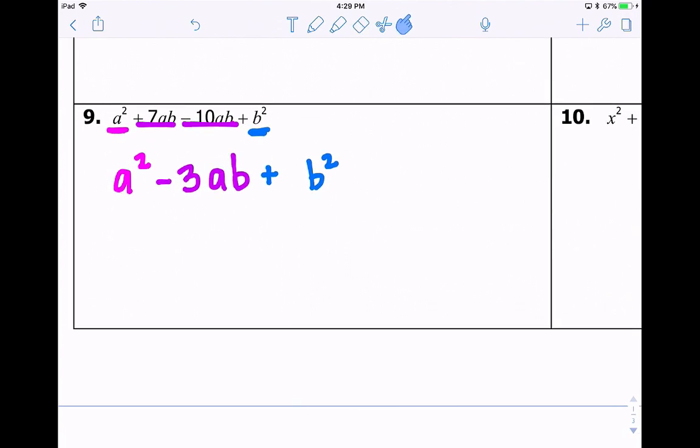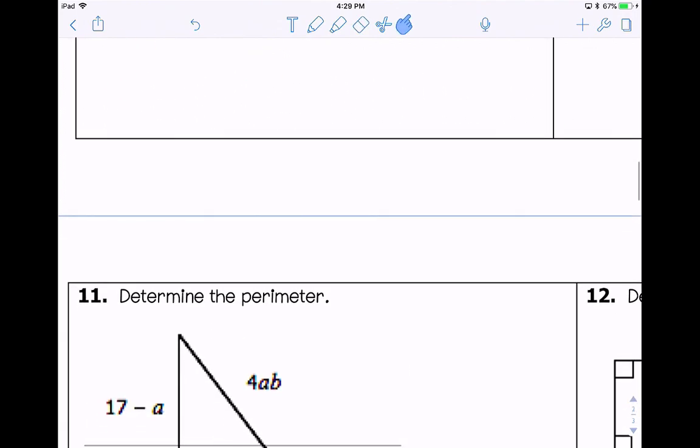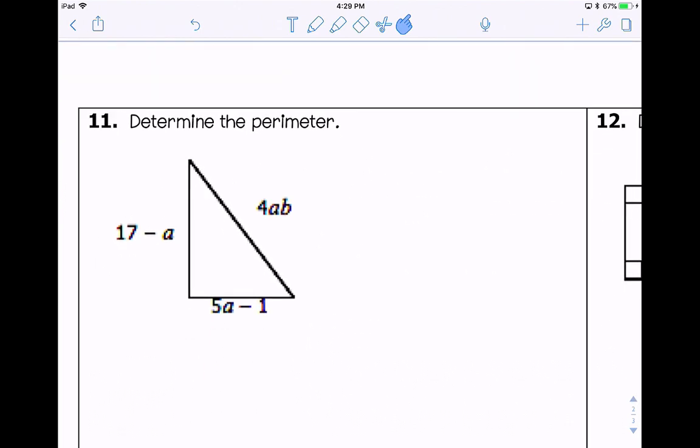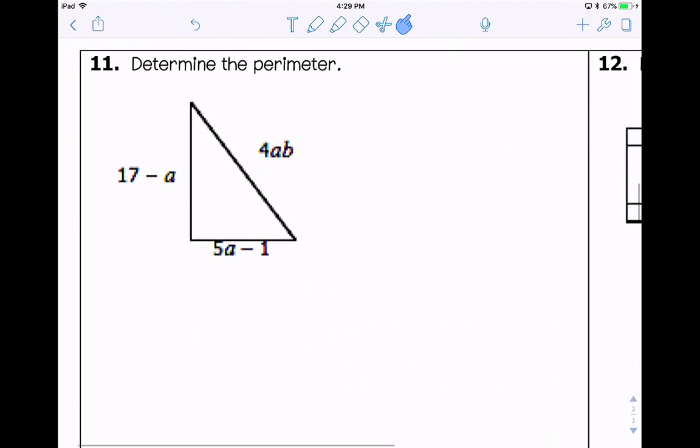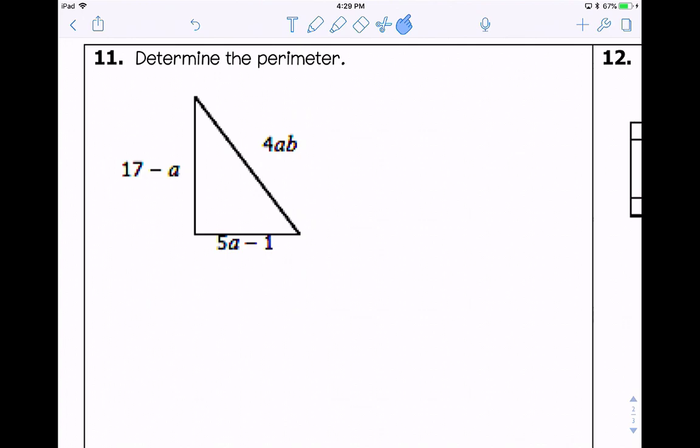All right, so those are all the odds on the first page. So now we're going to go to the second page. So number 11, very similar, just now it's kind of in the context of a picture. So it says determine the perimeter. So perimeter, you should hopefully remember, is just all the way around. So we're going to add up all of the sides, which is why they gave us all 3 sides.